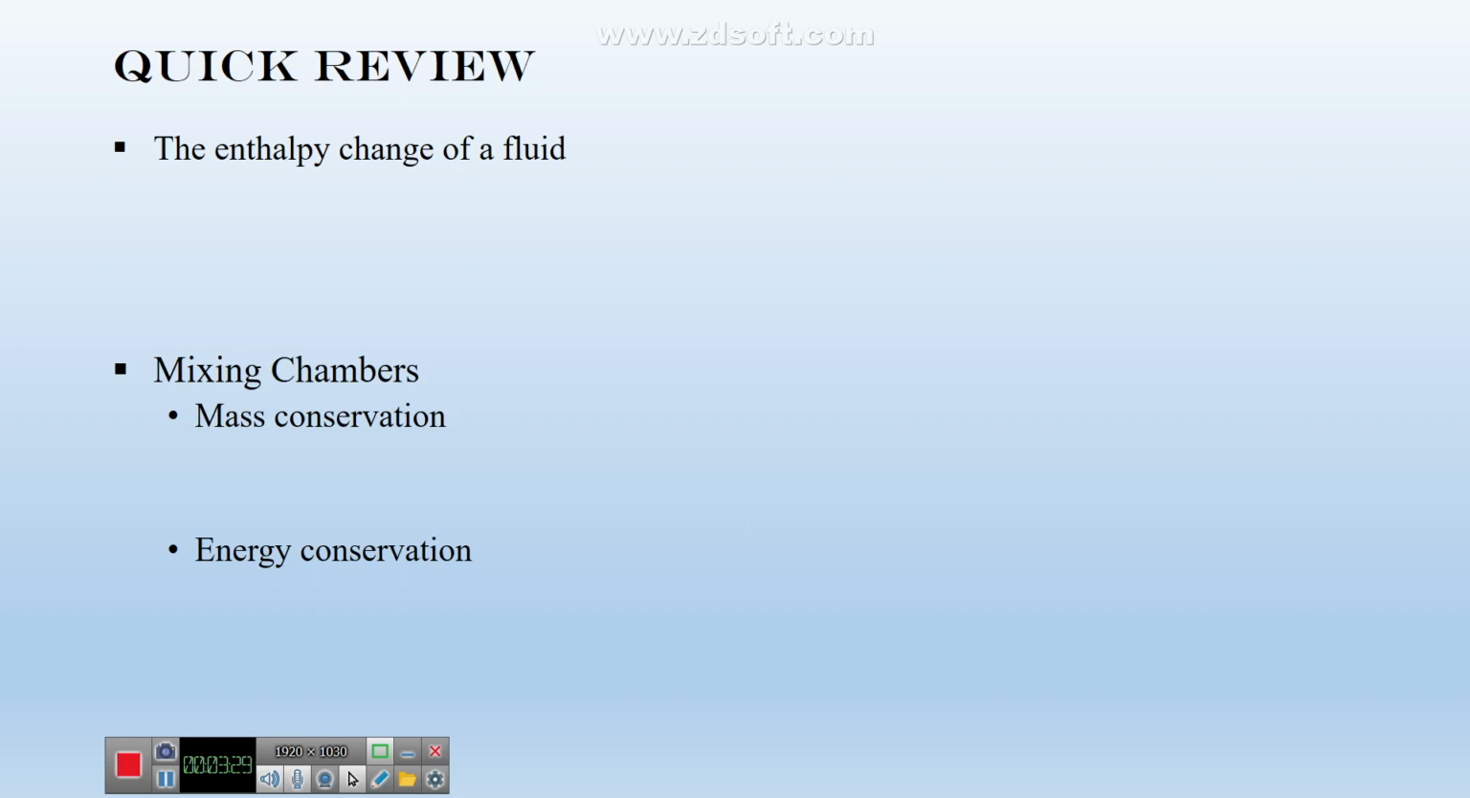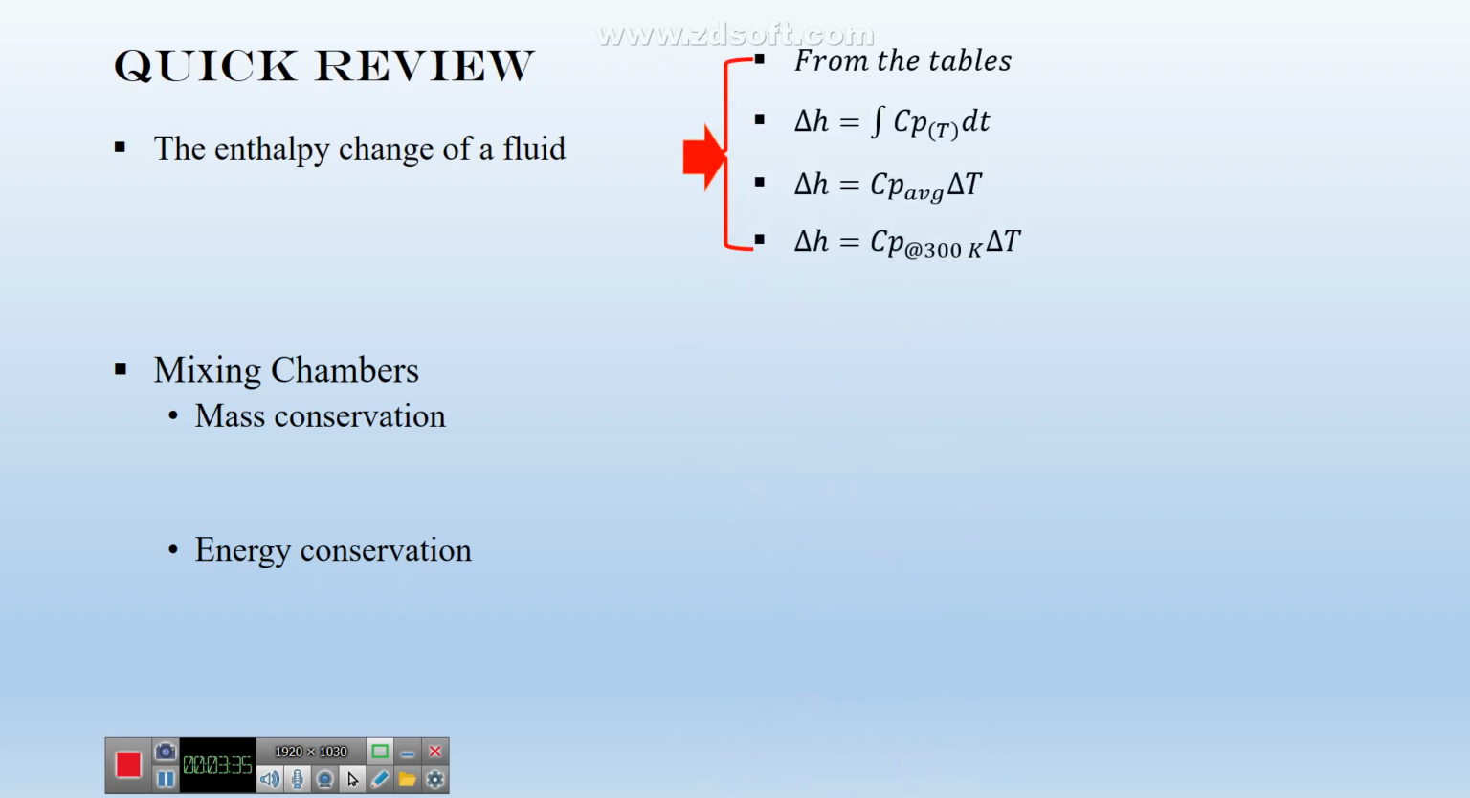So for the enthalpy change of fluid, you learn in chapter 4, there are 4 different methods to calculate the enthalpy changes: from the tables, using the integral format, using the CP average or CP constant at 300 Kelvin.